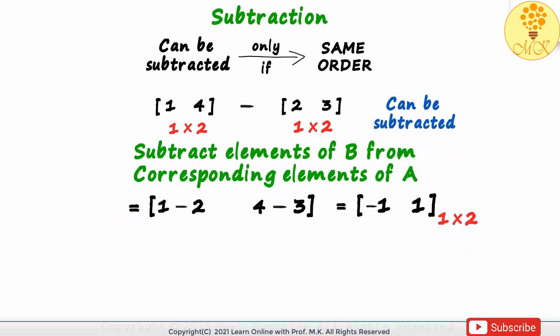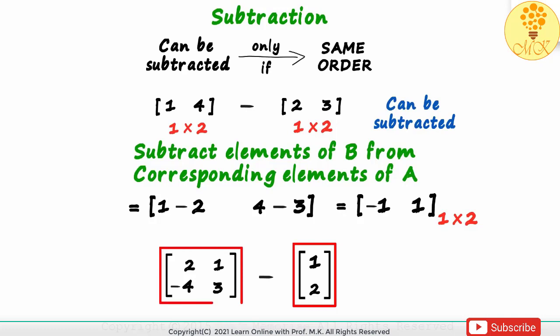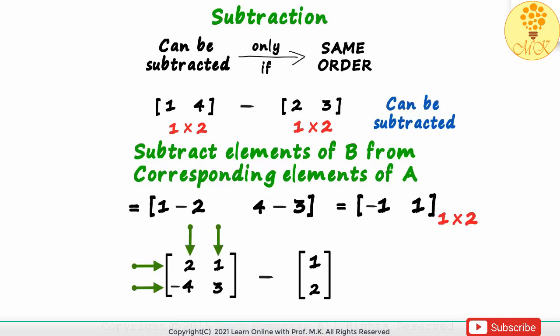Let's look at one more question now. Subtract this matrix from this one. Try it out. To know if this matrix can be subtracted from this one, we first need to find the orders of each. The first matrix has 2 rows and 2 columns. Its order will be 2 by 2.